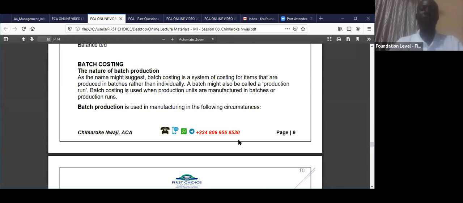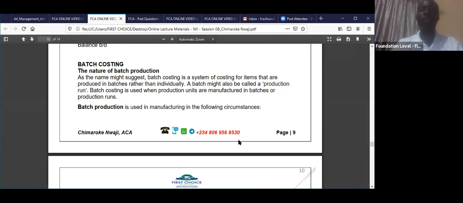The nature of batch production. As the name suggests, batch costing is a system of costing for items that are produced in batches rather than individually. Now, you see, most of our production runs are normally done in batches.